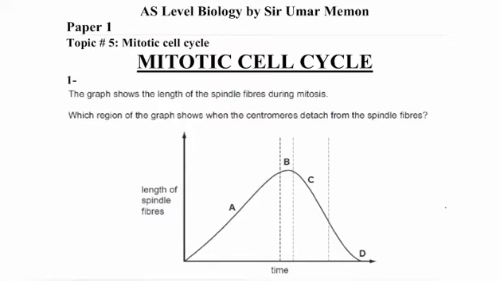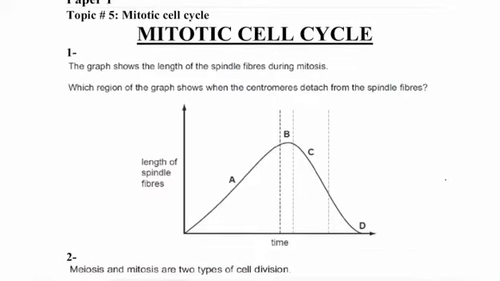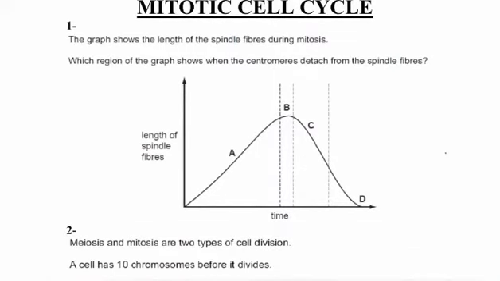Assalamu alaikum everyone. In this video, we will attempt the topical past papers of the chapter Mitotic Cell Cycle from AS Level Biology 9700. These are the paper 1 past papers, and let's start with MCQ number 1.